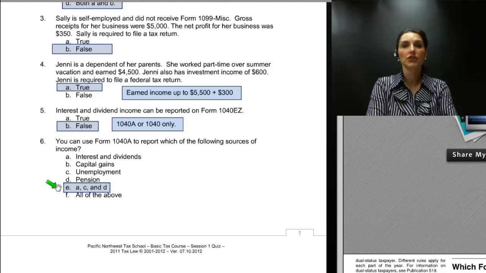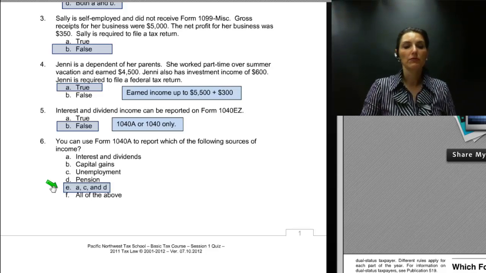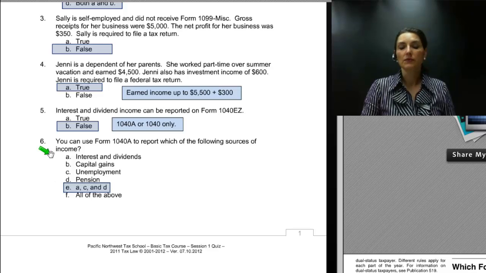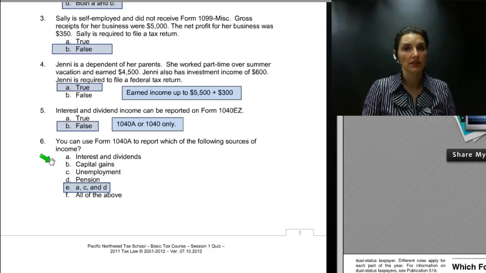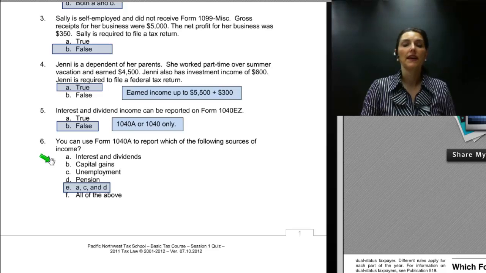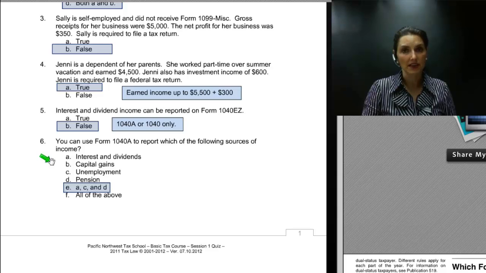So 1040-A, I just showed it to you. What kinds of income can we report on that? Can we report interest and dividends on there? Yes, we can. Can we report capital gains? Actually, we can't. We can report capital gain distributions, but a capital gain distribution is different than capital gains. In fact, capital gain distributions are reported on Form 1099-DIV. And we are going to be covering Form 1099-DIV in Session 3 today.